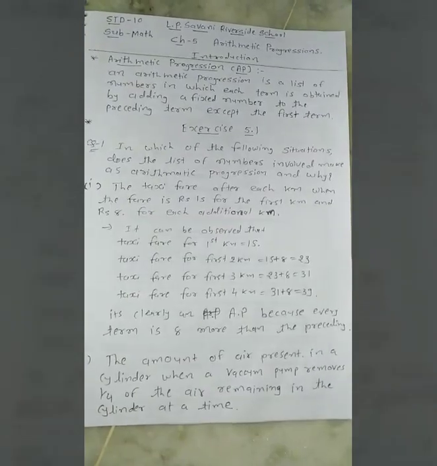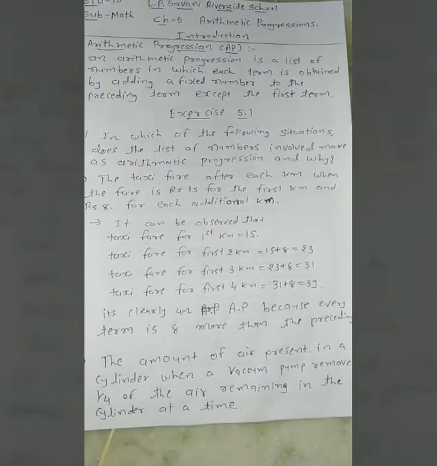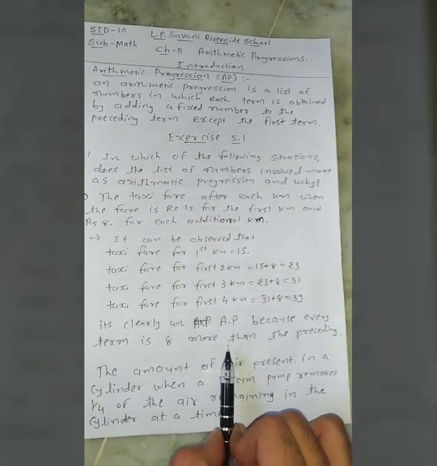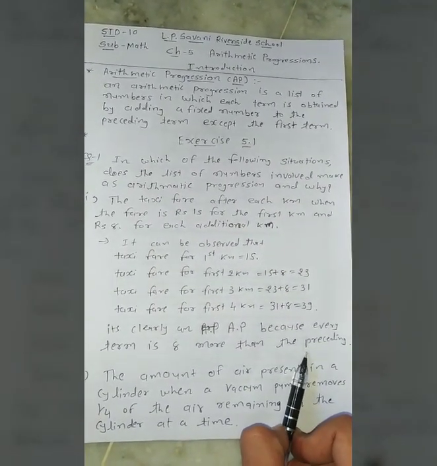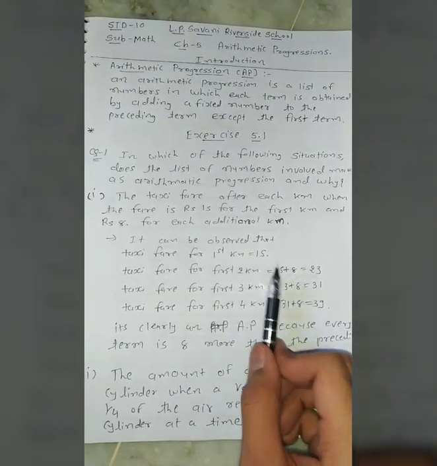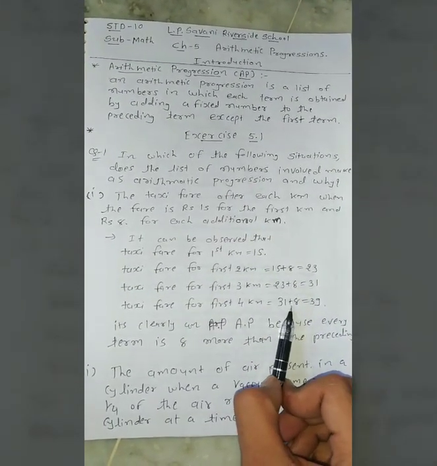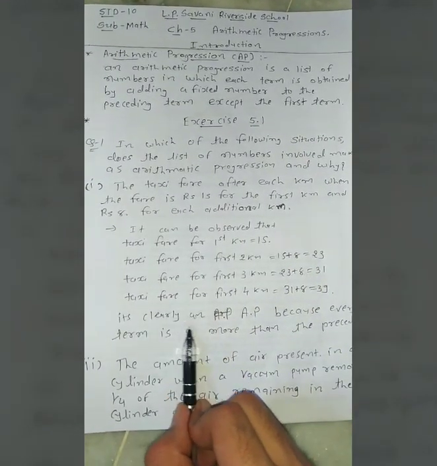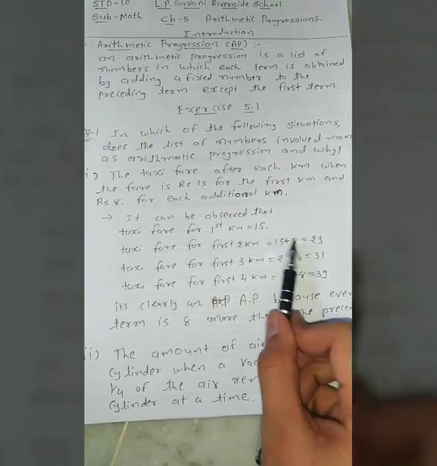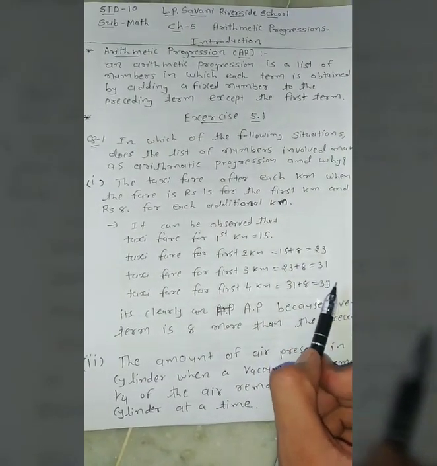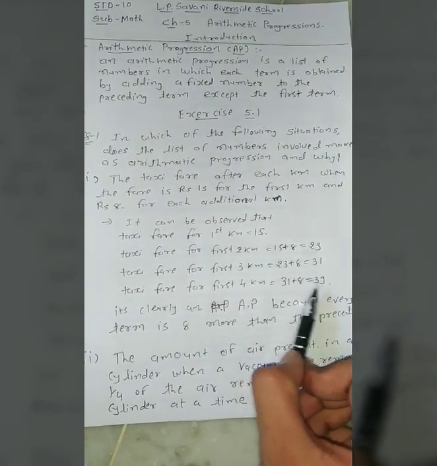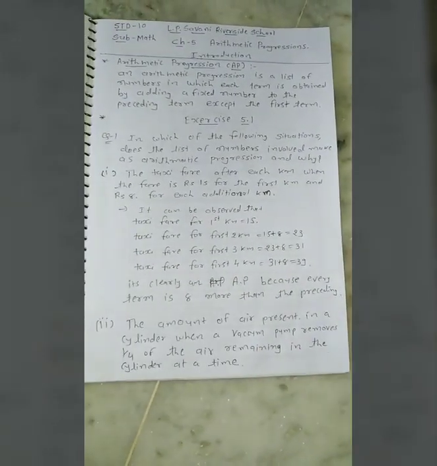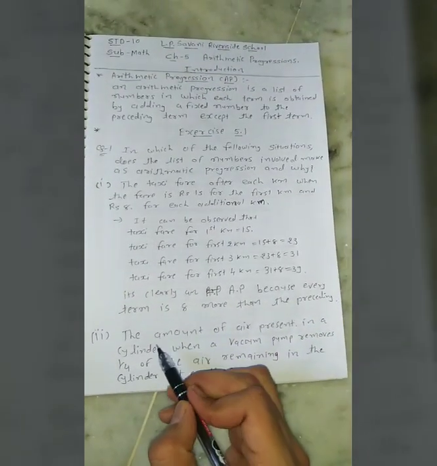It's clearly an arithmetic progression because every term is 8 more than the preceding one. Here you can say that I added 8 in every term. So this difference says that this is an arithmetic progression. If the difference between two consecutive terms is the same, then we can say that it is an arithmetic progression. Okay, so we take another example.